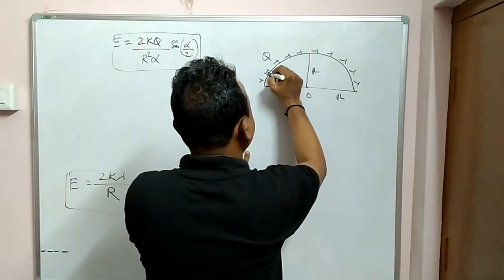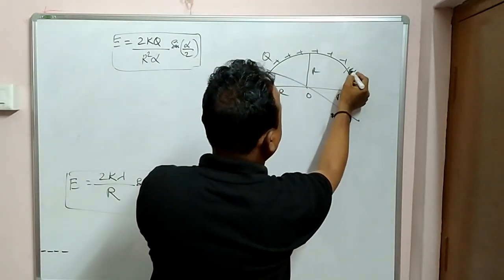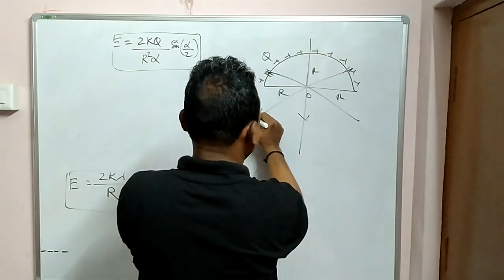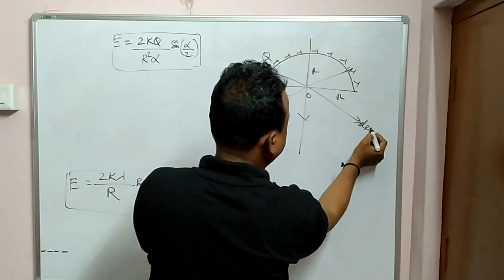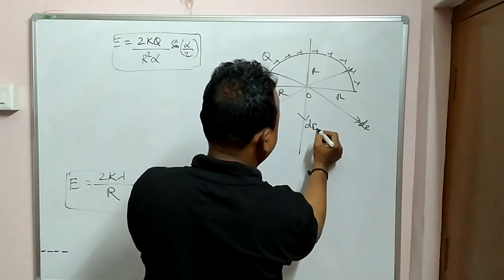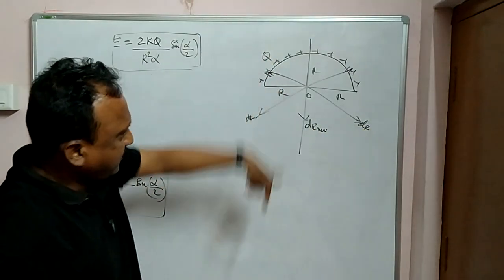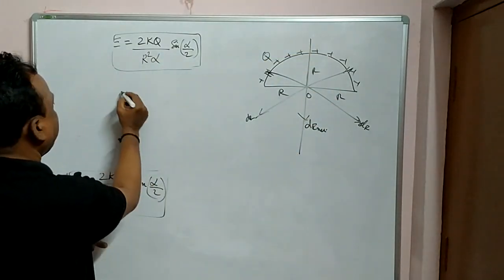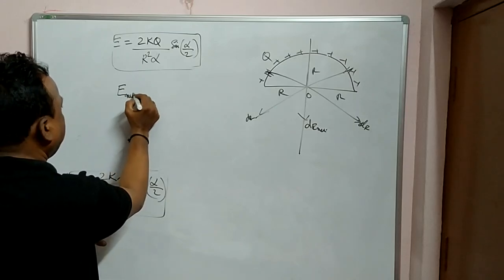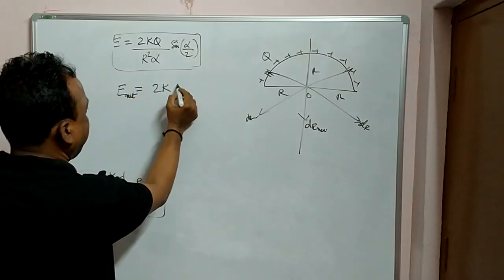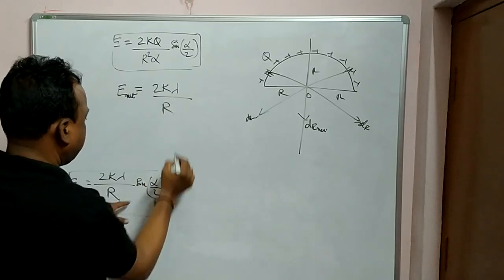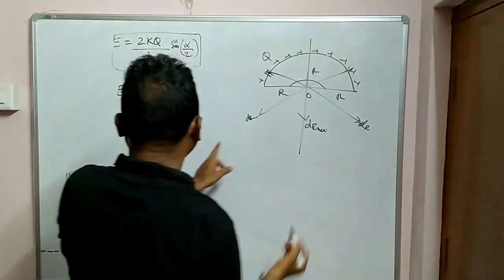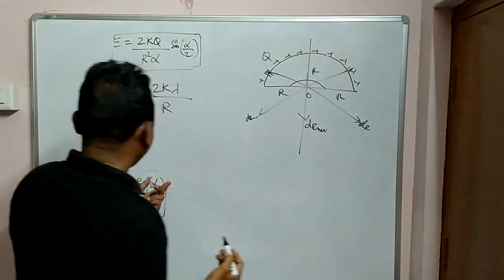Same way, taking the charge, the field is going away from the positive charge. This is E net, coming in the downward direction. In such cases, apply the formula. E net is given by 2k lambda by r sin alpha by 2. What is the angle in radians? What is the total angle here? Pi.